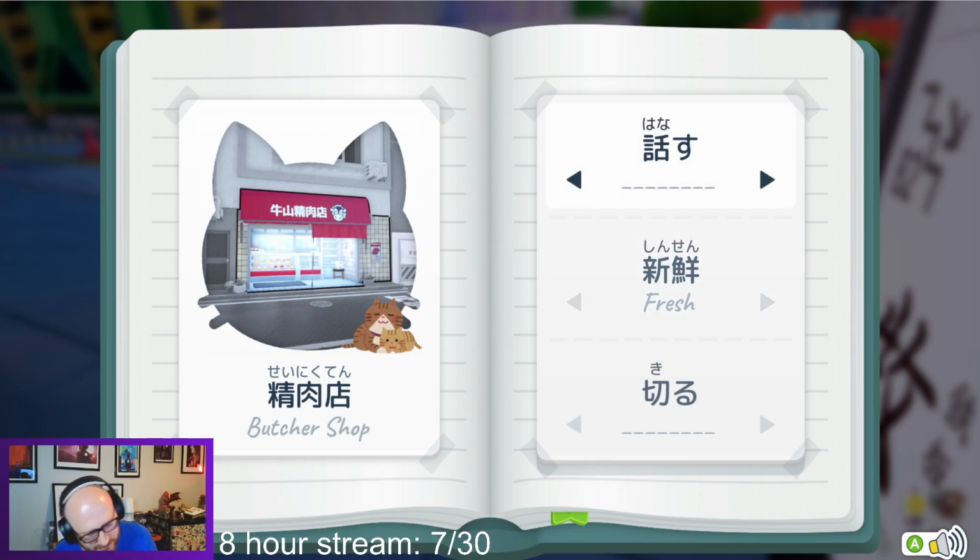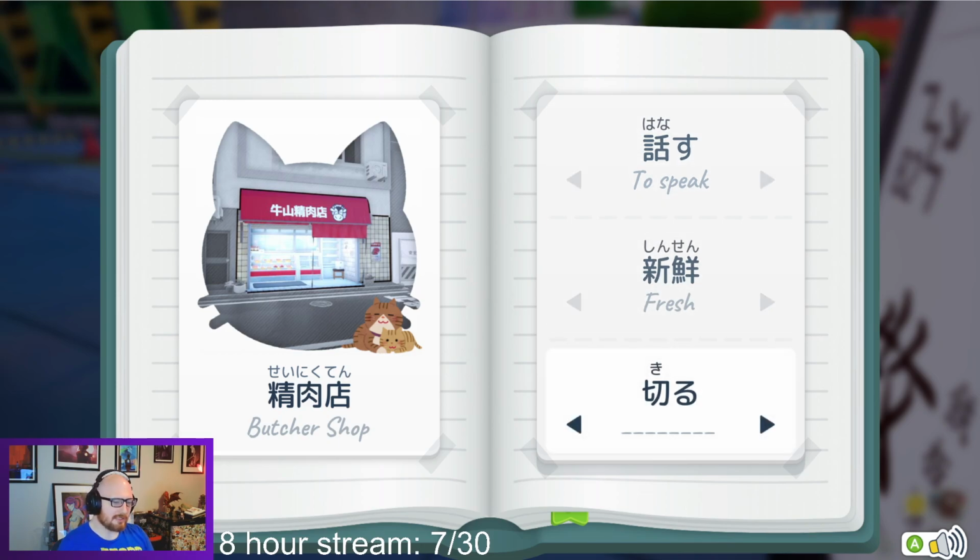Hopping up to hanasu, the reason I give this one so much gaff, so much lip, so much chin music is because what does to speak have to do with a butcher shop more than any other store? Like the ramen-ya, you hanasu there. The hon-ya, you hanasu there. Densha, hanasu. Pan-ya, hanasu. You talk at all of them. You speak at all of them. It's a weird one to see here.